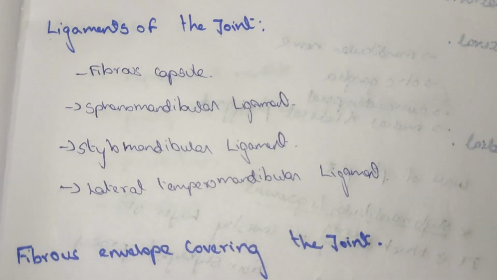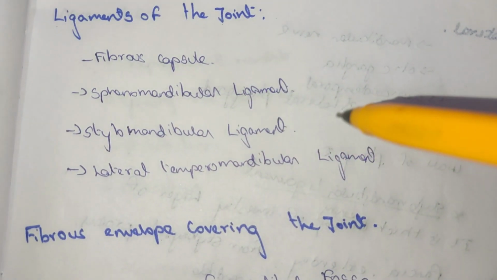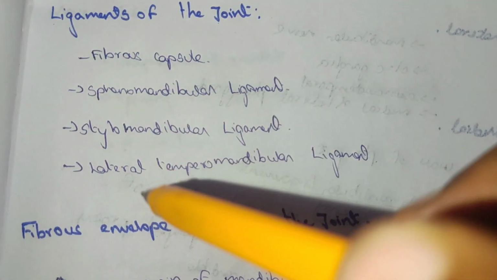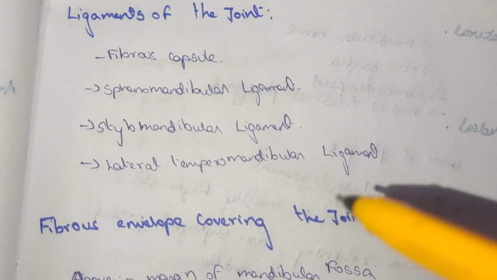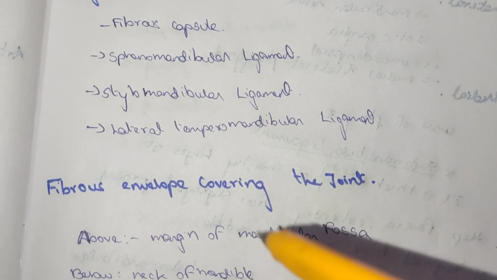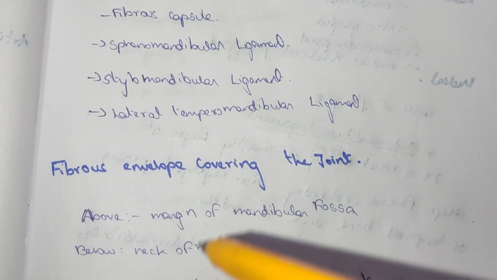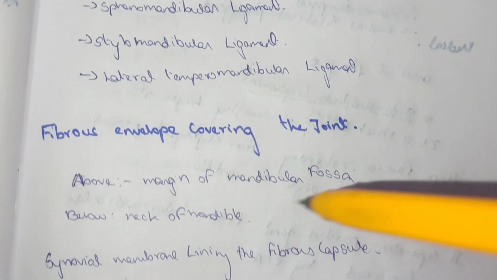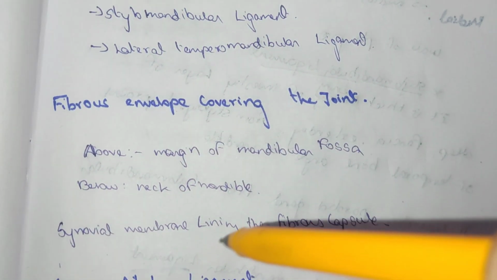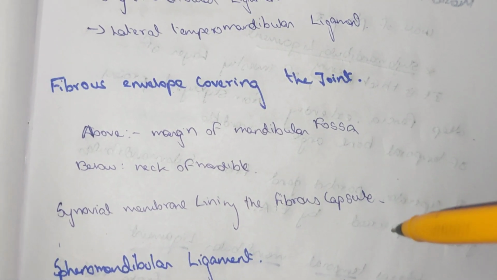The ligaments of the joint are the fibrous capsule, sphenomandibular ligament, stylomandibular ligament and lateral temporomandibular ligament. The fibrous capsule is attached above to the margin of the mandibular fossa and below to the neck of the mandible. It covers the mandibular fossa as well as the neck of the mandible. The synovial membrane lines the fibrous capsule.